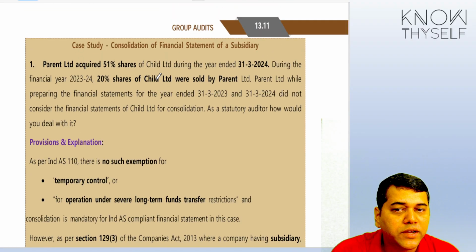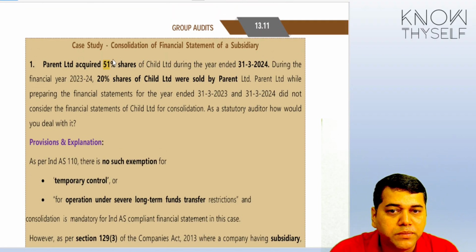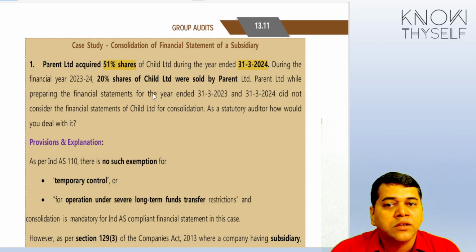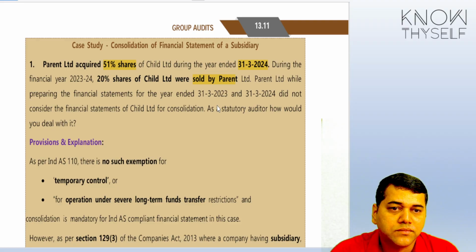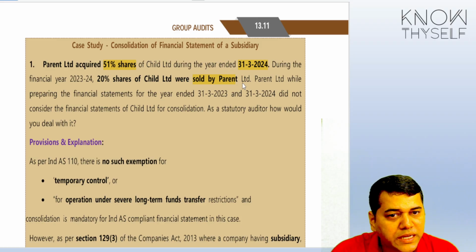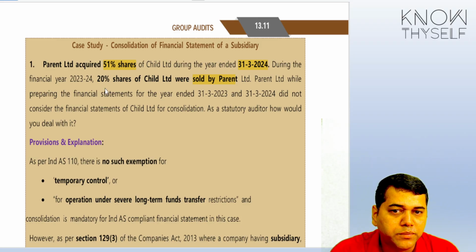Yes, now they gave you a case study. Parent acquired 51% of the shares on 31/3/2024. Now during the year 23-24, 20% of the shares were sold by the parent. Okay, so you acquired during 31st March 2024. Now during the same year, you have sold some 20% also out of 51%.